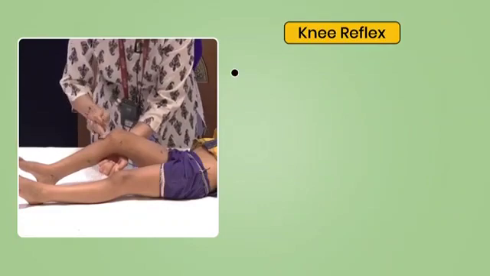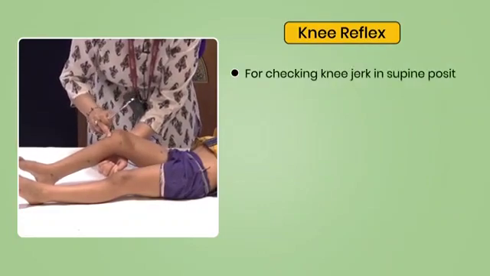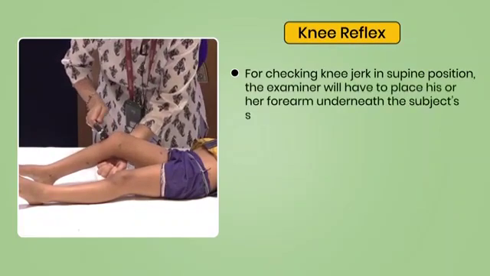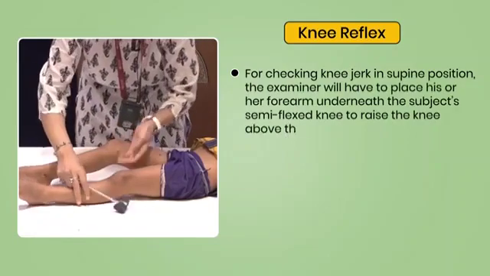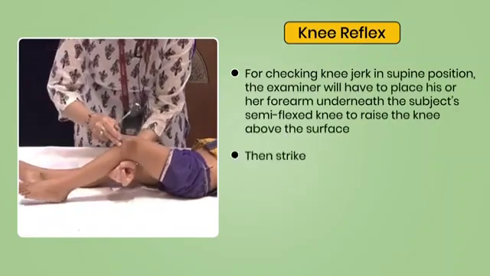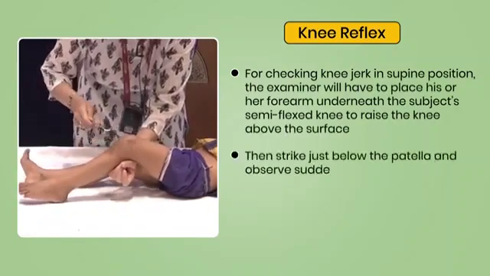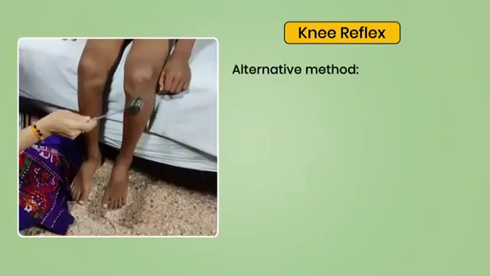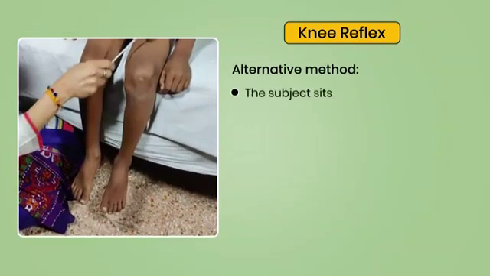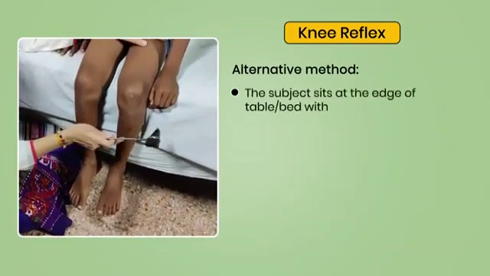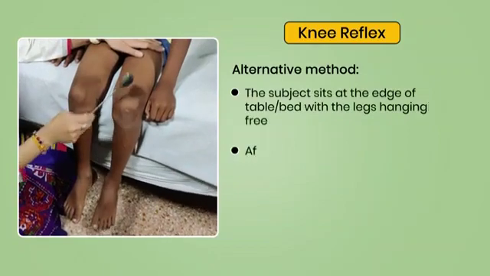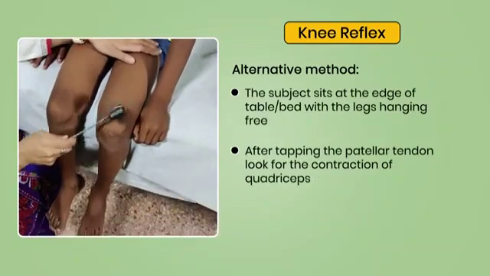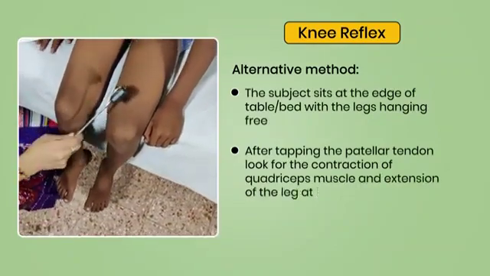Knee reflex. For checking knee jerk in supine position, the examiner will have to place his or her forearm underneath the subject's semi-flexed knee to raise the knee above the surface. Then strike just below the patella and observe sudden extension of the knee with the contraction of the quadriceps muscle. Alternative method. The subject sits at the edge of the table or bed with the legs hanging free. After tapping the patella tendon, look for the contraction of quadriceps muscle and extension of the leg and knee.